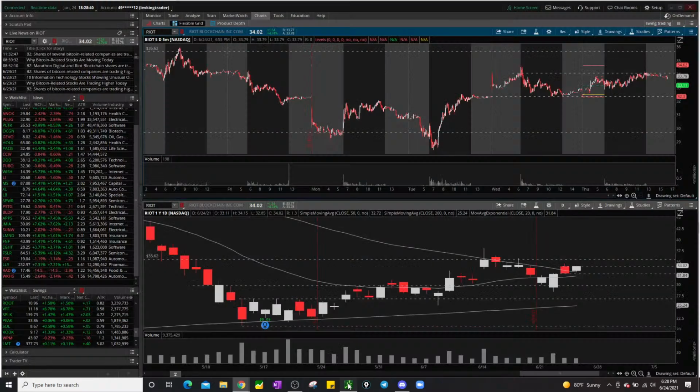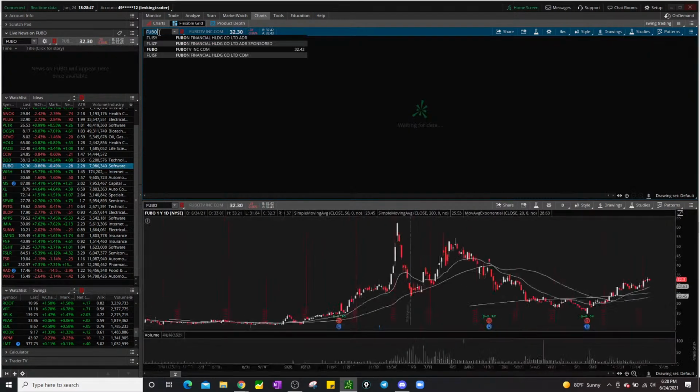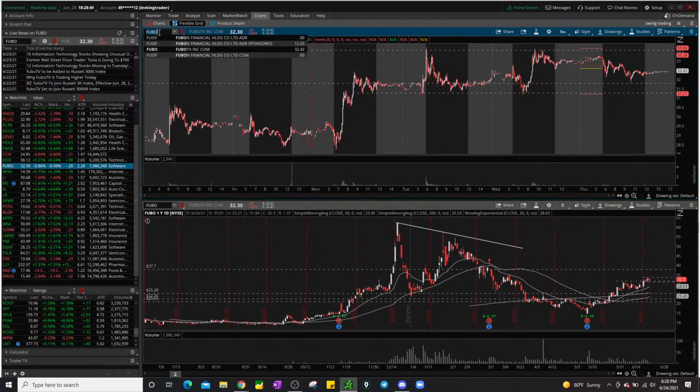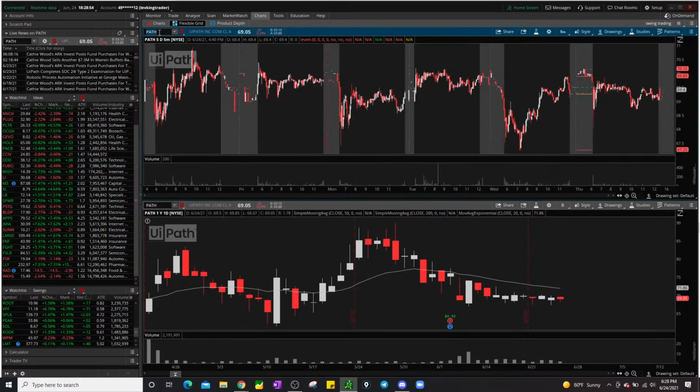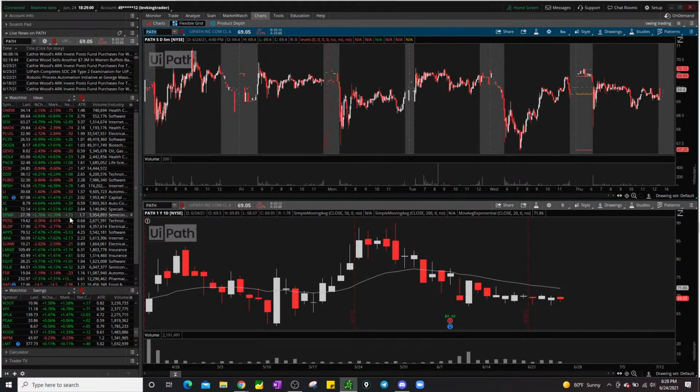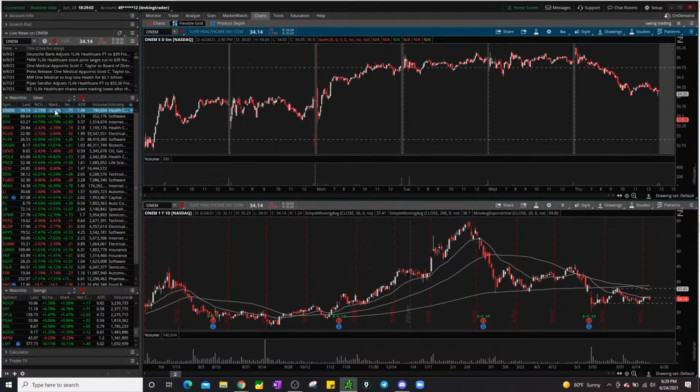Path, Fubo. I think we talked about Fubo already today. Fubo, another inside day pullback, and lastly Path. Sideways consolidation, new IPO, nothing there. All right, so what else I like to do? I go through the watch list for today and try to see what still looks good and what is not.